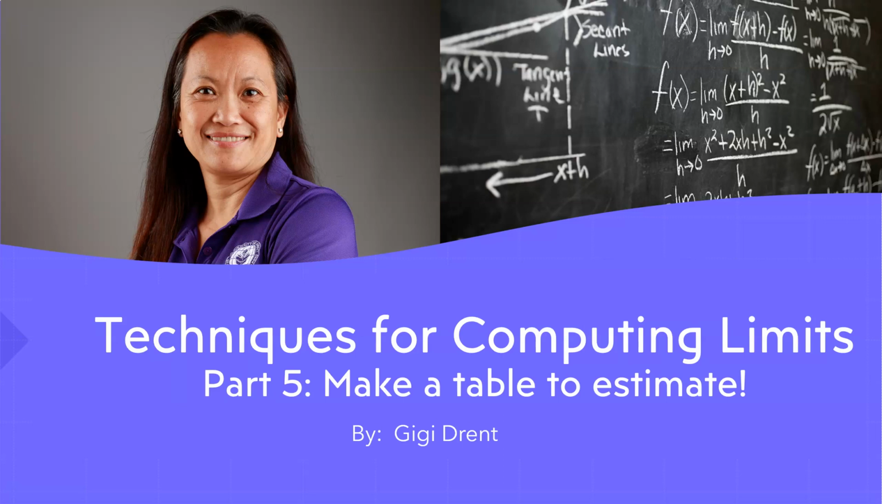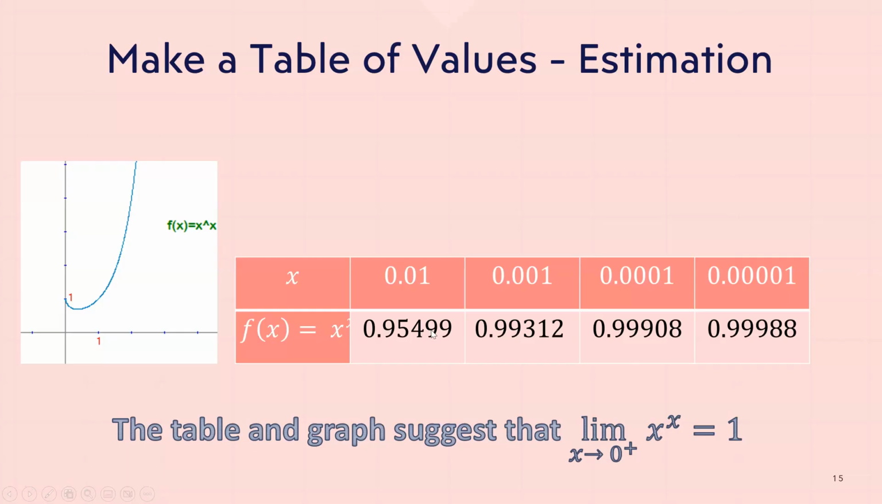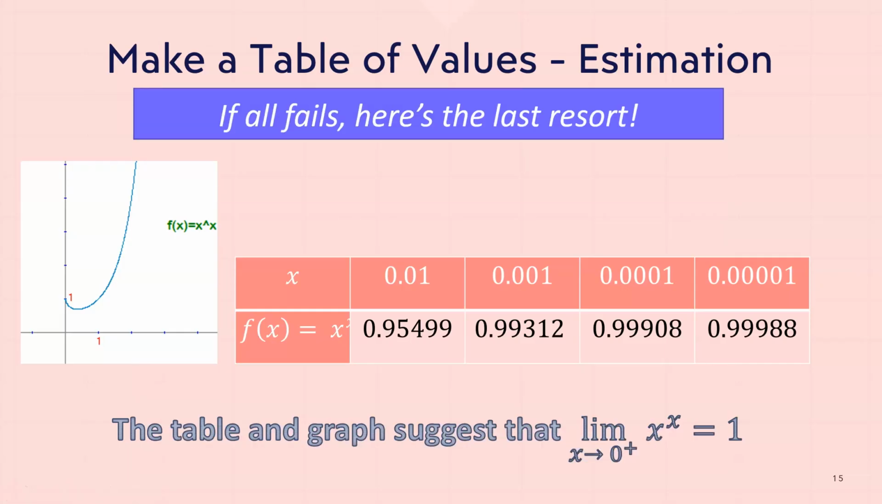This video is part 5 in the computing limit series. Okay, part 5 is to make a table so that you can estimate. When do you do this? You do this when everything else fails. Like you couldn't do it algebraically, you couldn't use one-sided limit, you couldn't use the sandwich theorem, nothing else worked.